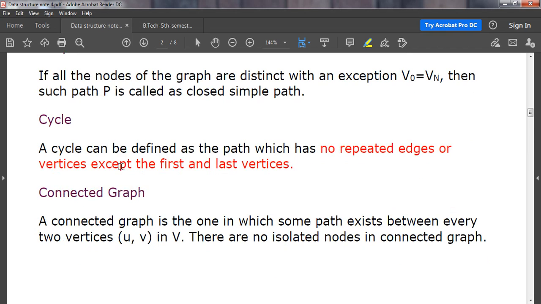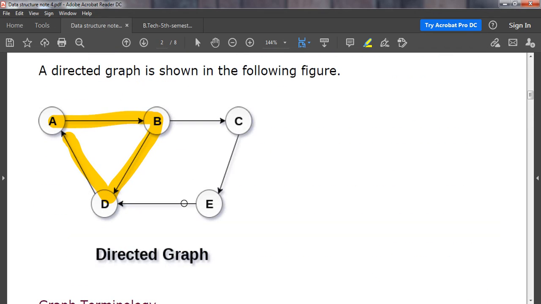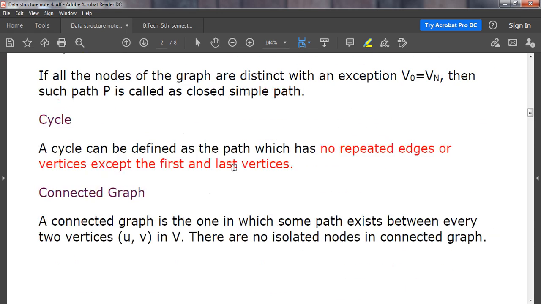What is a connected graph? A connected graph is the one in which some path exists between every two vertices. There is no isolated node between them. As you can see, there is no isolated node. If there is an isolated node, then it is not a connected graph.